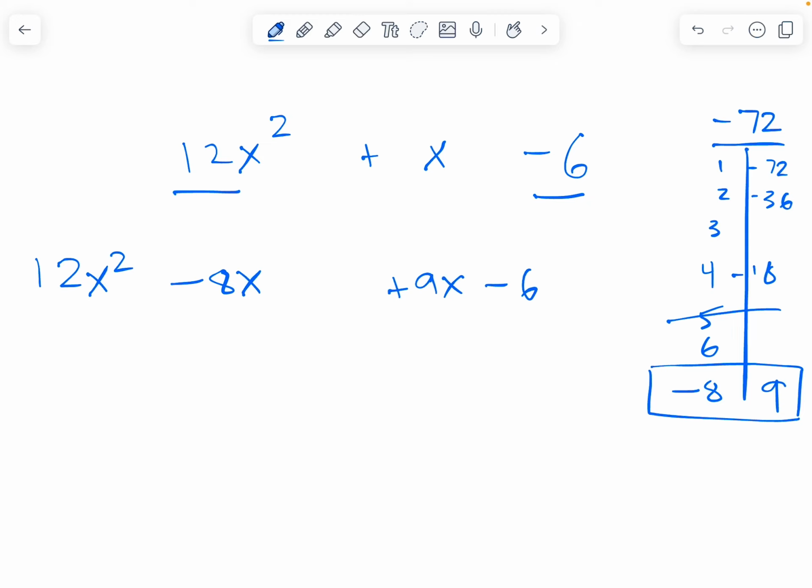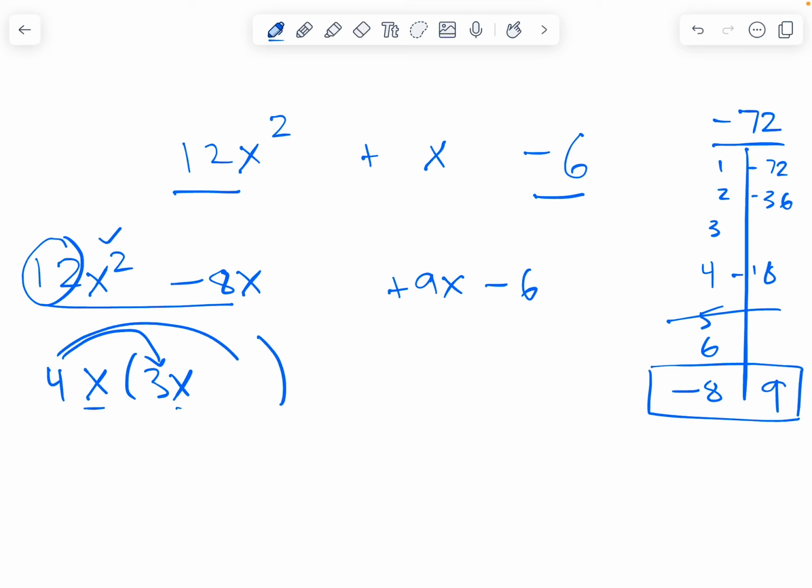Okay, so now we're looking at this pair right here. What they have in common is an x. I can also divide them both by 4. So if I take a 4x out, I've got to write a 3 because 4 times 3 gives me back that 12. And I've got to put an x because x and x gives me that x squared. All right, and then right here, I got to put something that when I multiply 4 times something to get that negative 8, so we're going to put a negative 2.